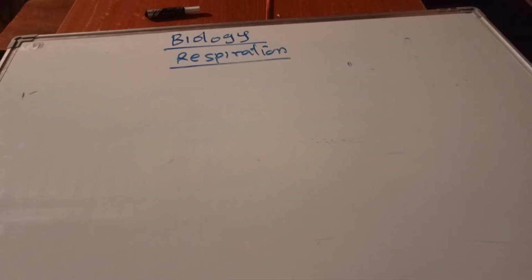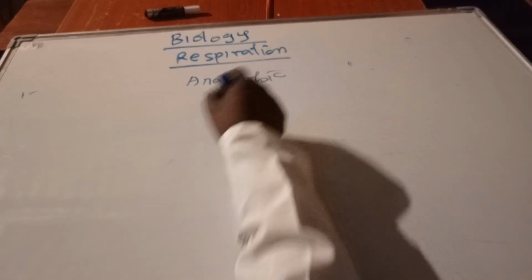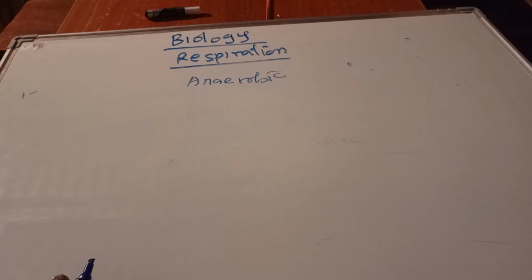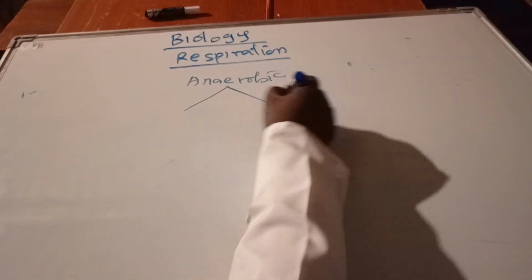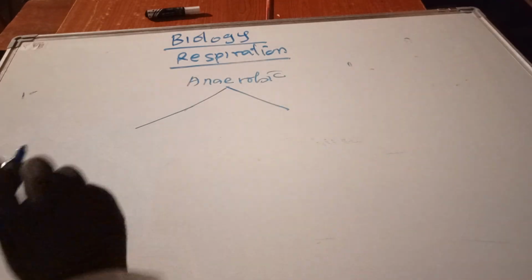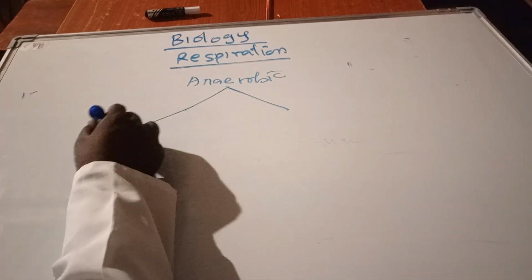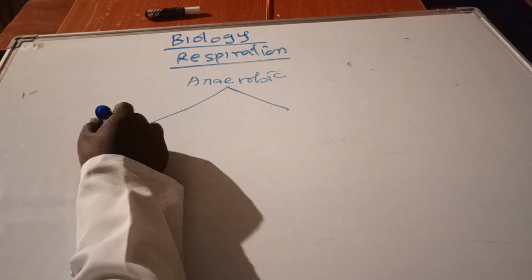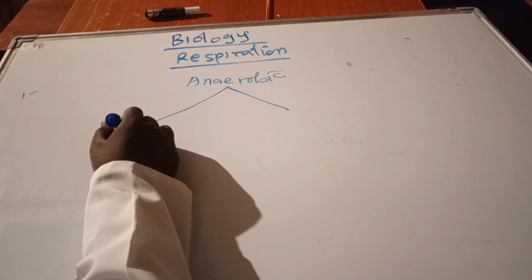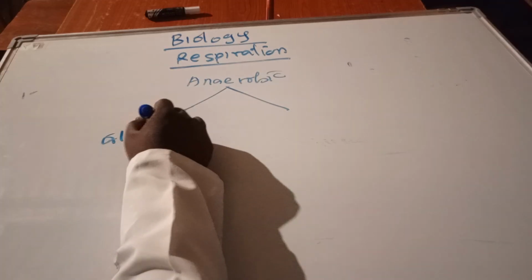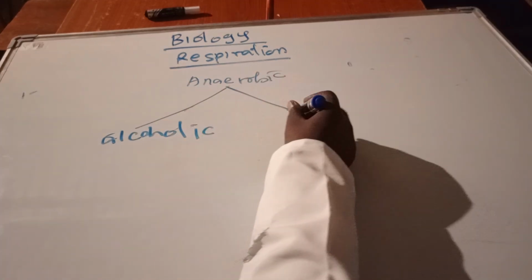So anaerobic respiration is the release of energy from the food substance in the absence of what? Absence of oxygen, which means oxygen must not be present. And there are two types of anaerobic respiration. The first one is alcoholic. The next one is lactic.